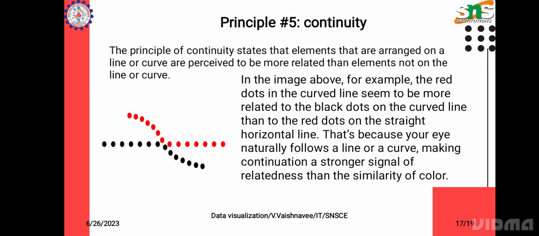So, the principle of common region: adding borders or other visible barriers is a great way to create perceived separation between groups of objects, even if they have the same proximity, shape and size.